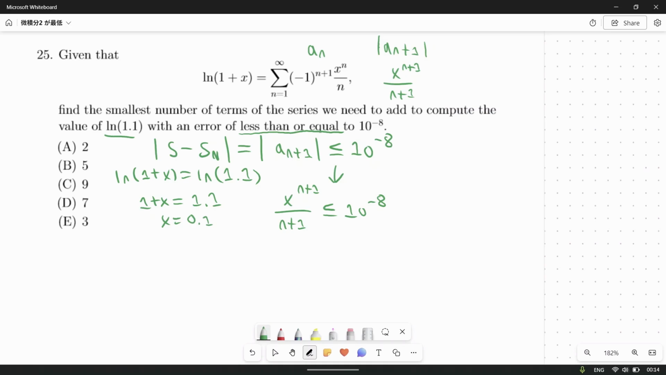We can just plug in 0.1 for x over here, and so that would give us a new inequality saying that 0.1 to the n plus 1 power over n plus 1 has to be less than or equal to 10 to the negative 8. And then from here, now we can solve for n. And there's a couple ways you can do that. You can try to figure out how to do this algebraically and end up with an n value. Another way you can do this also is, for questions like this, it would actually be viable to guess and check.